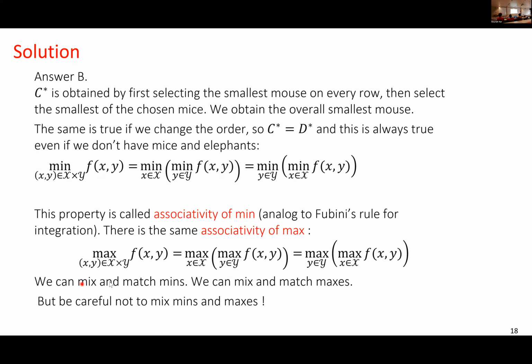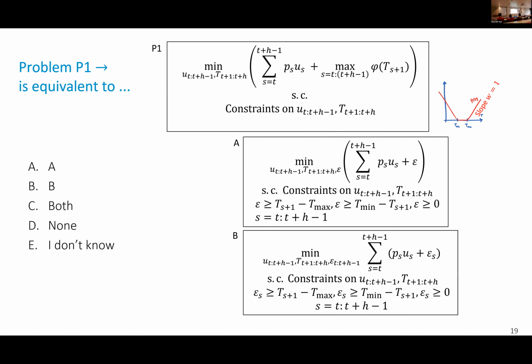So take-home message, we can mix and match mins. Yes, we can mix and match maxes here. But as we have seen, be careful if we have a combination of min and max here. The order of the combination plays a role, but not if it's the same. So let's apply all this to this further quiz here. Here I'm showing problem P1, which is one of the many variants of the problem we're interested in this morning.